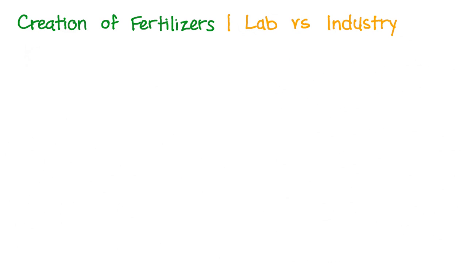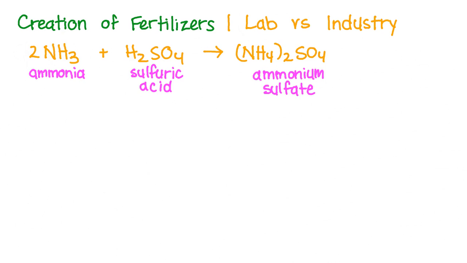Now, these reactions that we've looked at to create fertilizers might look a little bit different depending on if we're performing the reaction in a laboratory setting or an industrial setting. And that's not because the reactions are going to be any different, just the process that we use to perform these reactions. For example, let's use this reaction that we looked at earlier. In this reaction, ammonia and sulfuric acid react to form ammonium sulfate.